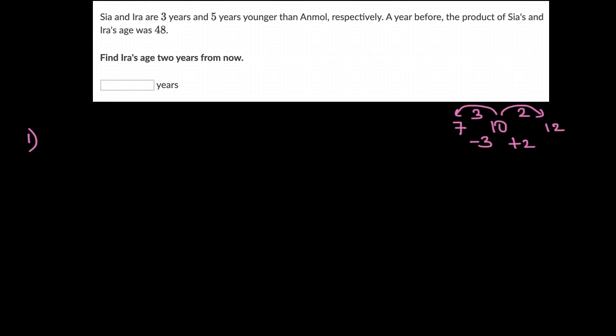Secondly, how can we relate the ages of the people given here. For example, let's see this question. It says that Sia and Ira are 3 years and 5 years younger than Anmol. So their ages are given with respect to Anmol's age. So let's say the age of Anmol, and what age? We are talking about the present age. Let's try to write the information as neatly as possible. So present age of Anmol be X years.